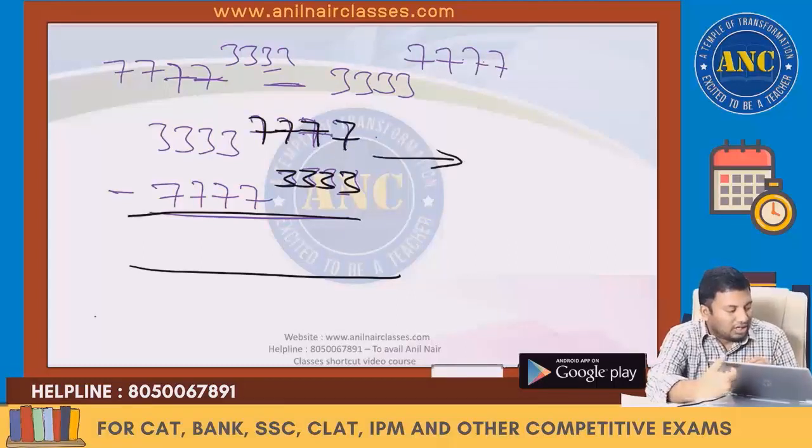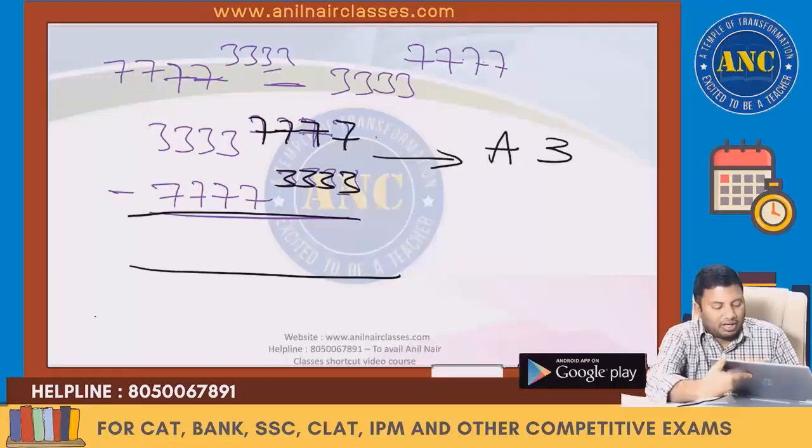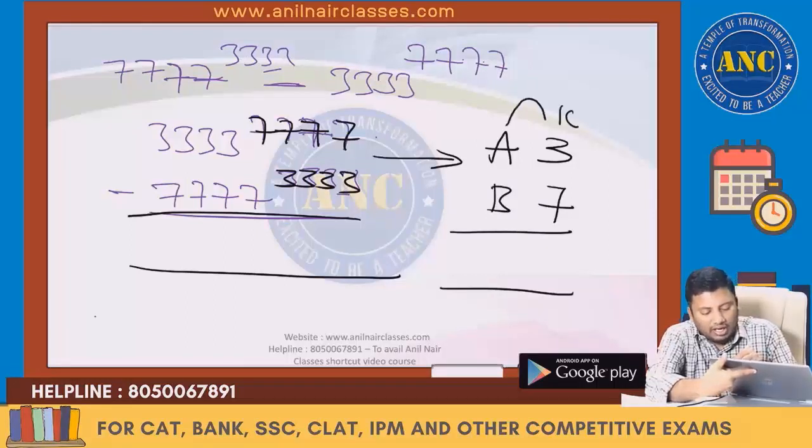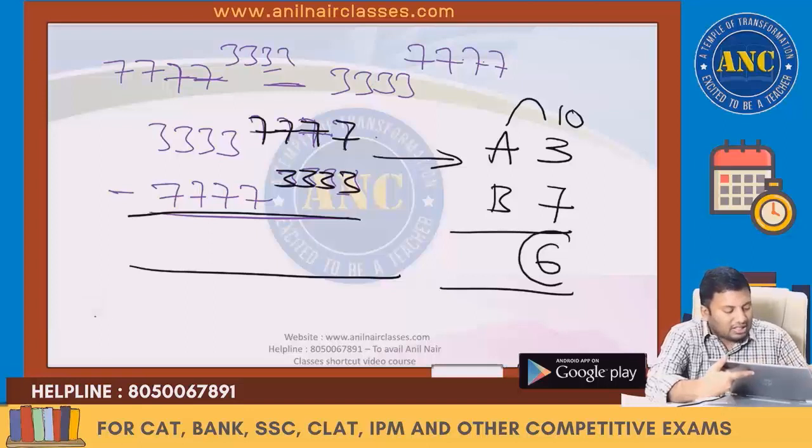So this is nothing but, right? This is 3, the number before is A. If this is 7, the number before is B. 3 will not go, carry 1. So 10 plus 3 is 13. 13 minus 7 is 6. The answer for this question is 6.